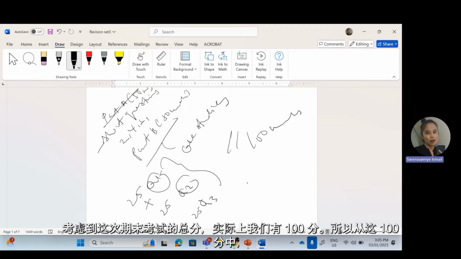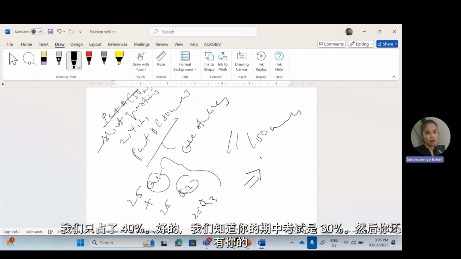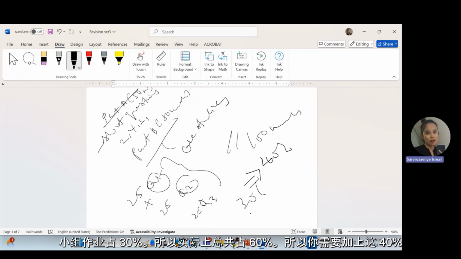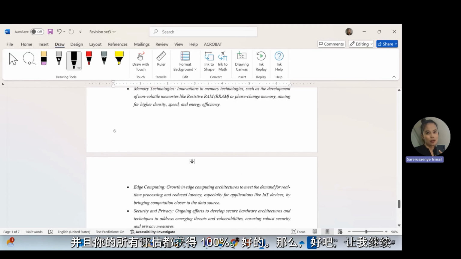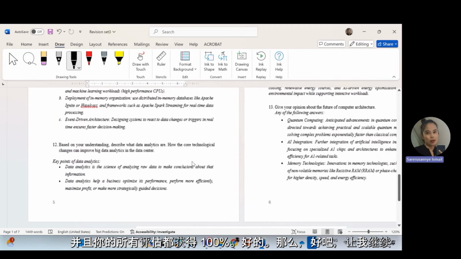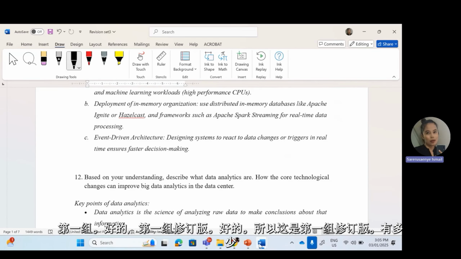So from these 100 marks, we have only taken 40%. We know your midterm test is 30%, and then you also have your group assignment at 30%. So there are 60% in total. You need to add this 40%, then you get 100% for all your assessments.